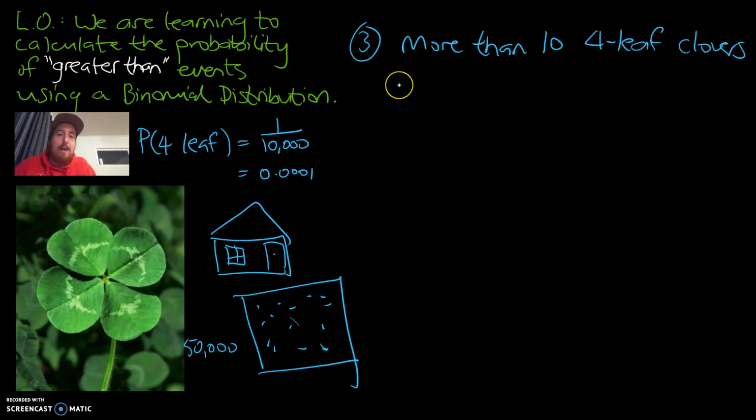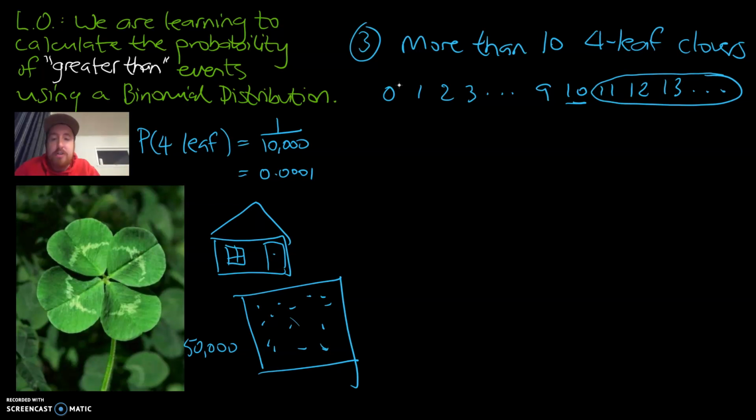More than 10. Okay, so we're going to do our number line again. So 1, 2, let's skip to 9, 10, 11, 12, 13... carry on. So we're doing more than 10 4-leaf clovers. So in that number line, well, there's 10. Now the question is, do we include 10? Is 10 more than 10? In this case, I don't think it is. 10 is equal to 10, but it ain't more than 10. So that means we're actually interested in 11 or more to satisfy this condition.